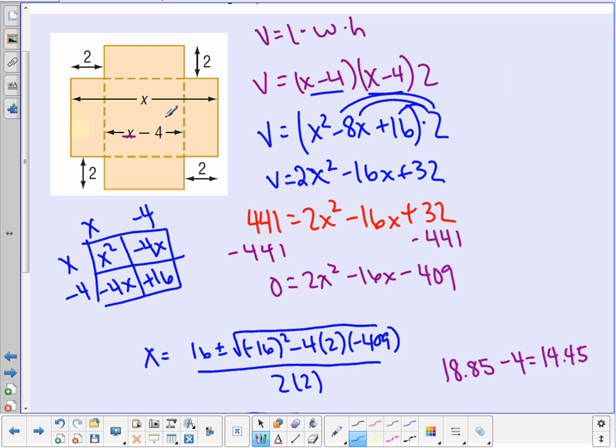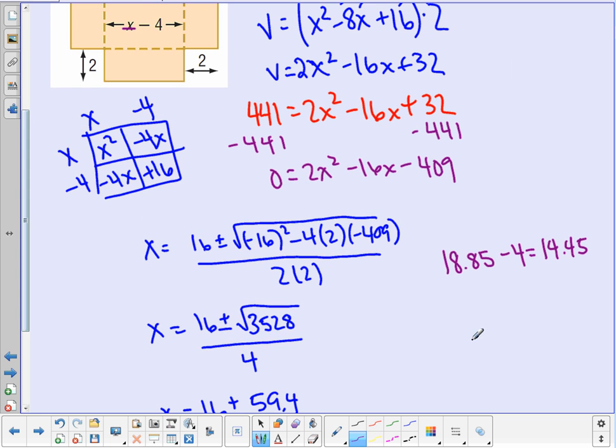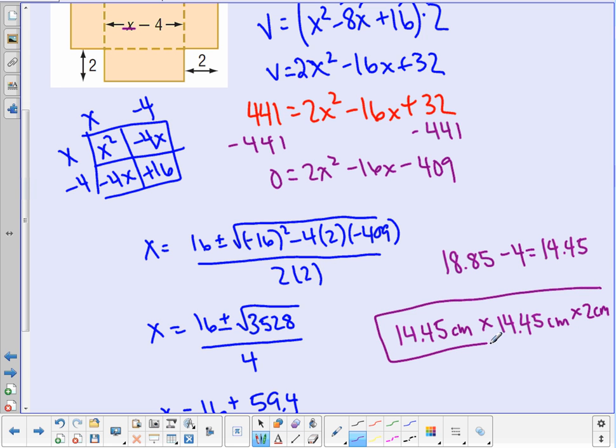So that means that's the measure of the length and the width because it's a square pan. And we already knew the height, so 14.45 centimeters. The width is going to be the same. So 14.45 centimeters by 14.45 centimeters, and the height we already knew was 2 centimeters. Whew, that's a pretty crazy question, but that's a classic MCA question, and you're going to see questions like that a lot. So, okay, let's try the last one.